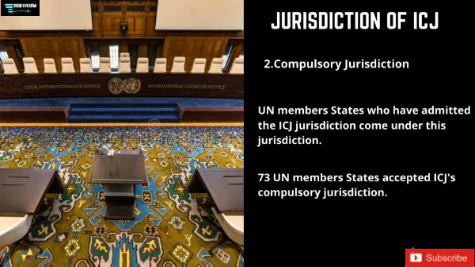The second type of jurisdiction is compulsory jurisdiction. It means any international legal dispute involving the UN member states who have accepted the ICJ's jurisdiction may be submitted to the court. It is based on the consent of the parties. At present, there are 73 UN member states who have accepted the ICJ's compulsory jurisdiction.